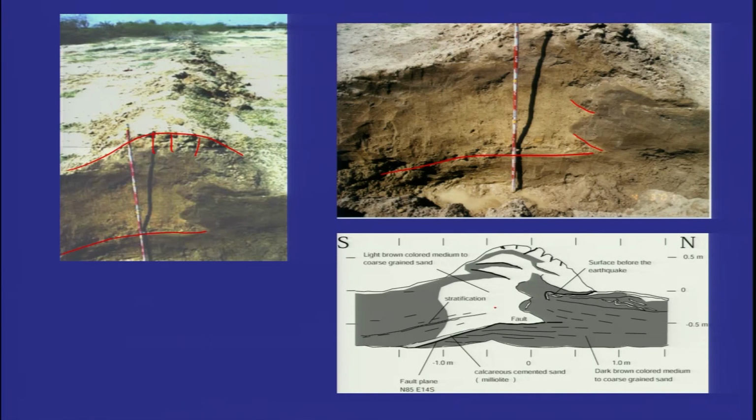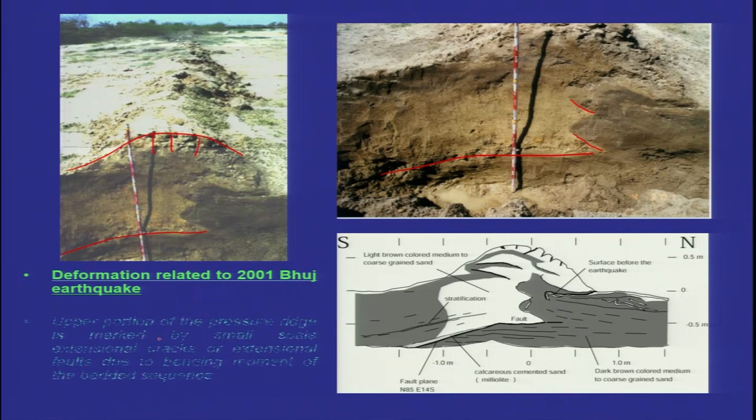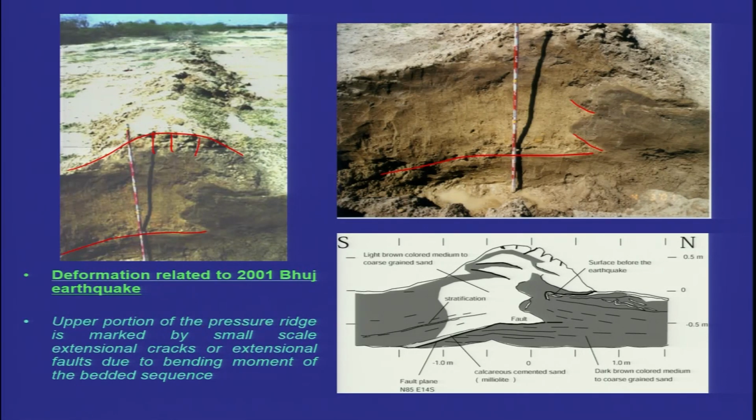So what we were able to fix up is based on this sketch which has been shown. So you have the ramp here and the flat, and then you have the secondary antithetic faults, and also some displacement was seen along the extensional part which has occurred on the crest of the fold. So deformation related to 2001 Bhuj earthquake. Again, this was the secondary one.